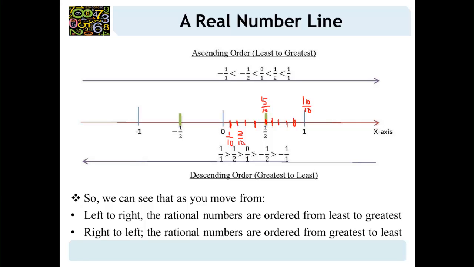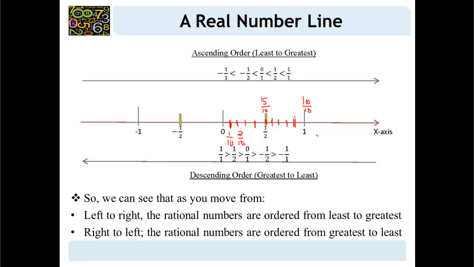Which is 1. Now, let's start with the descending order. When we go from right to left, that is from greatest to least, we're going from right to left. Before we come to the fractions, let's just deal with the numbers we have here.